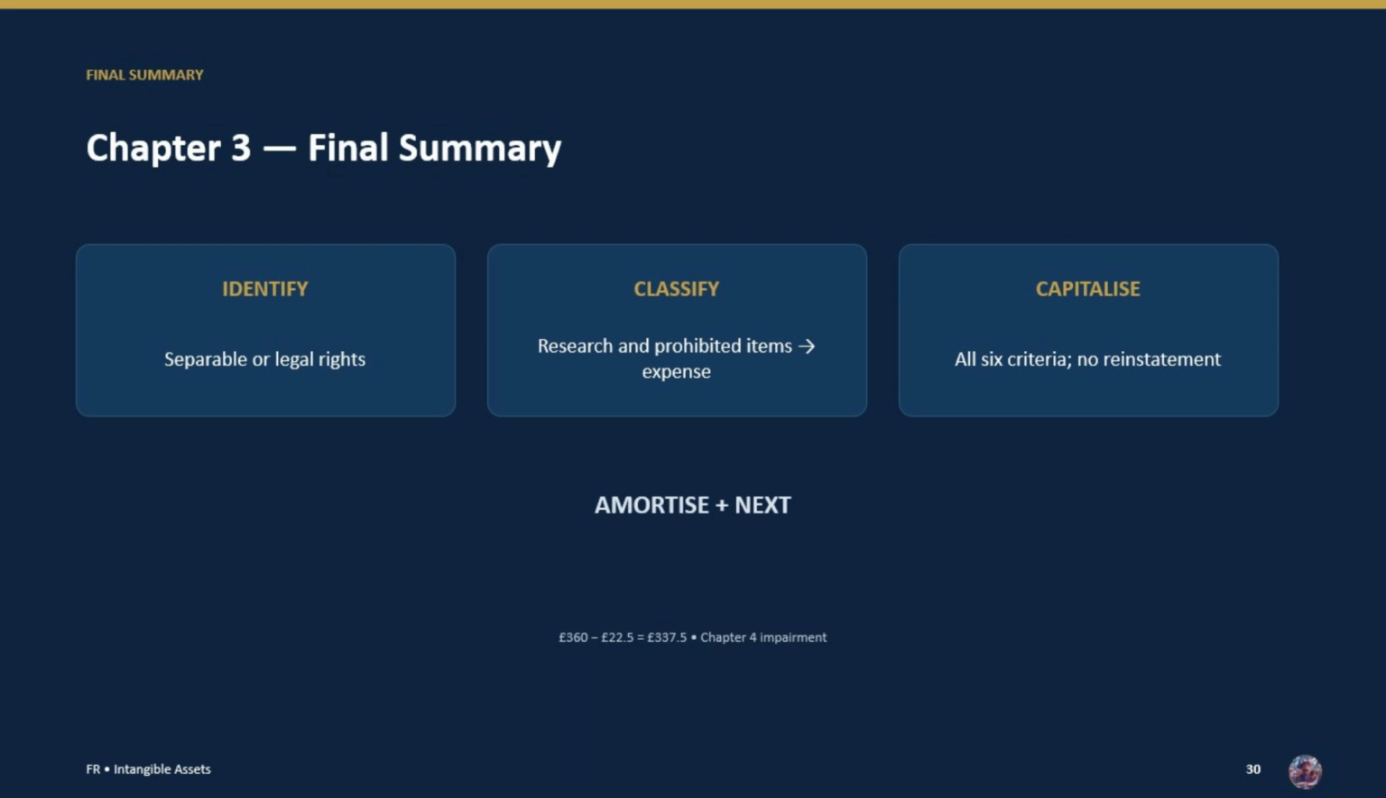Next, Chapter 4 asks the uncomfortable question: what if that carrying amount cannot be recovered? Complete the one-time research and development question, and I'll see you in Chapter 4, Impairment of Assets.